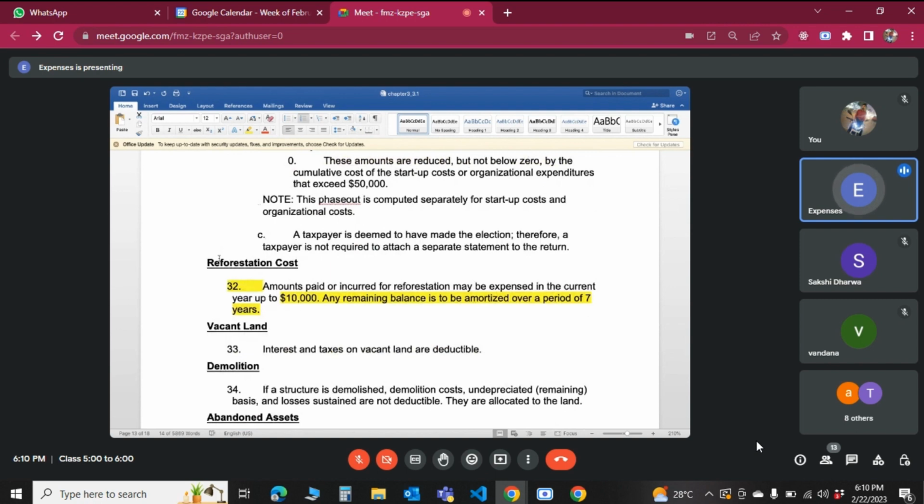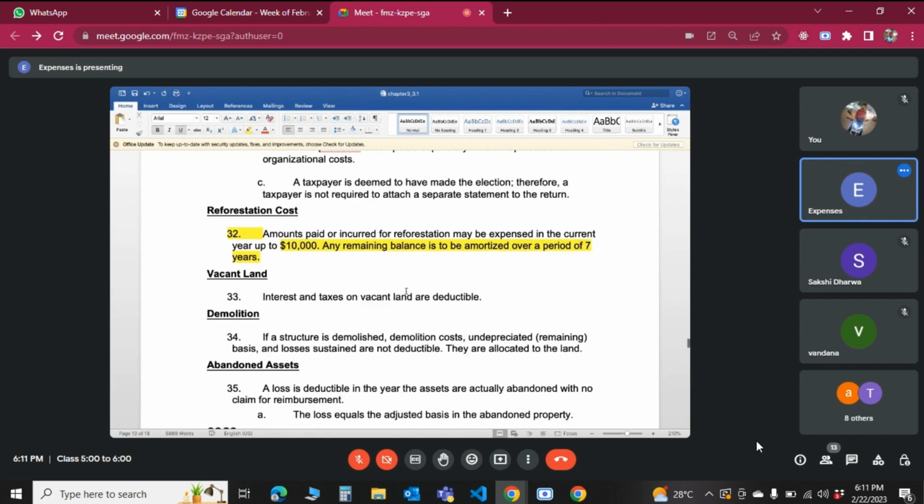Okay, reforestation cost. A lot of this is more of an environmental incentive. Companies may plant some trees around their offices or factories. So what the IRS is saying is that they definitely want to encourage that kind of activity, and up to $10,000 you can take as an expense. Any remaining balance, amortize it over a period of 7 years.